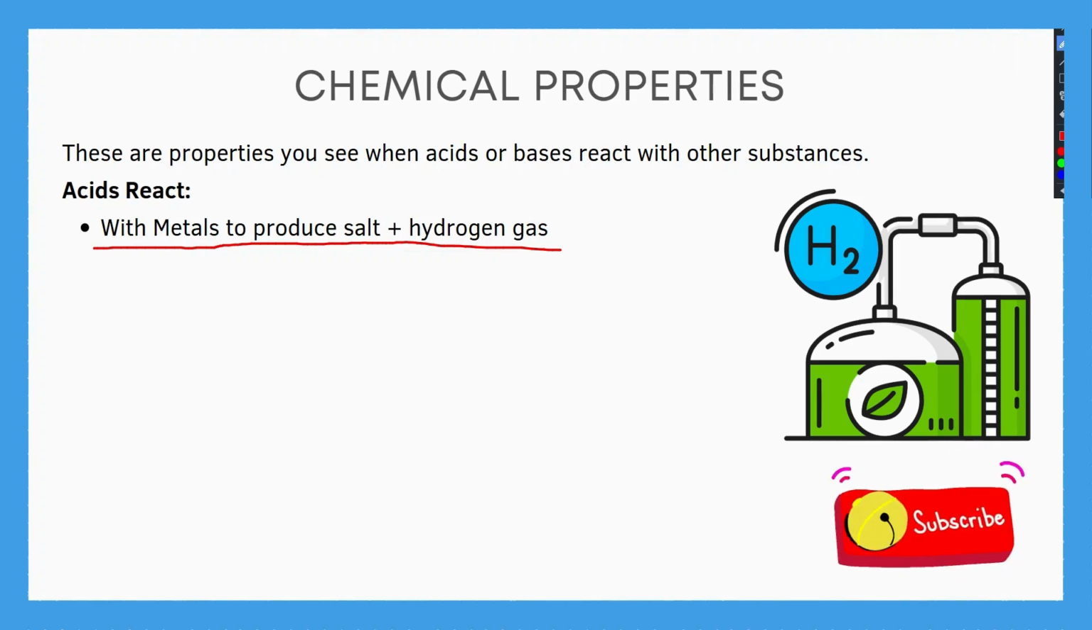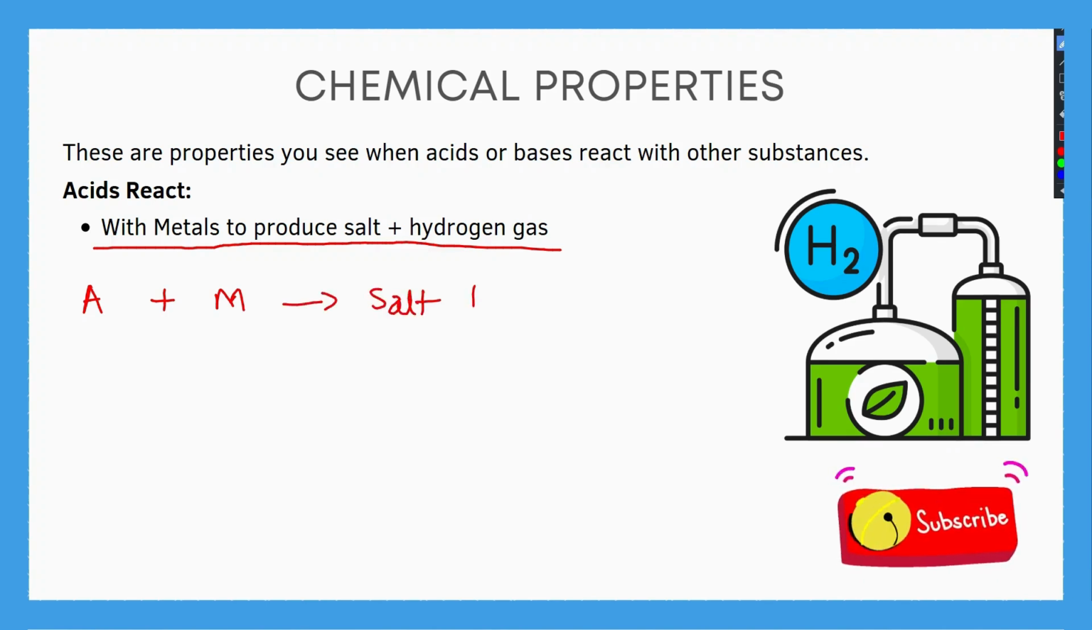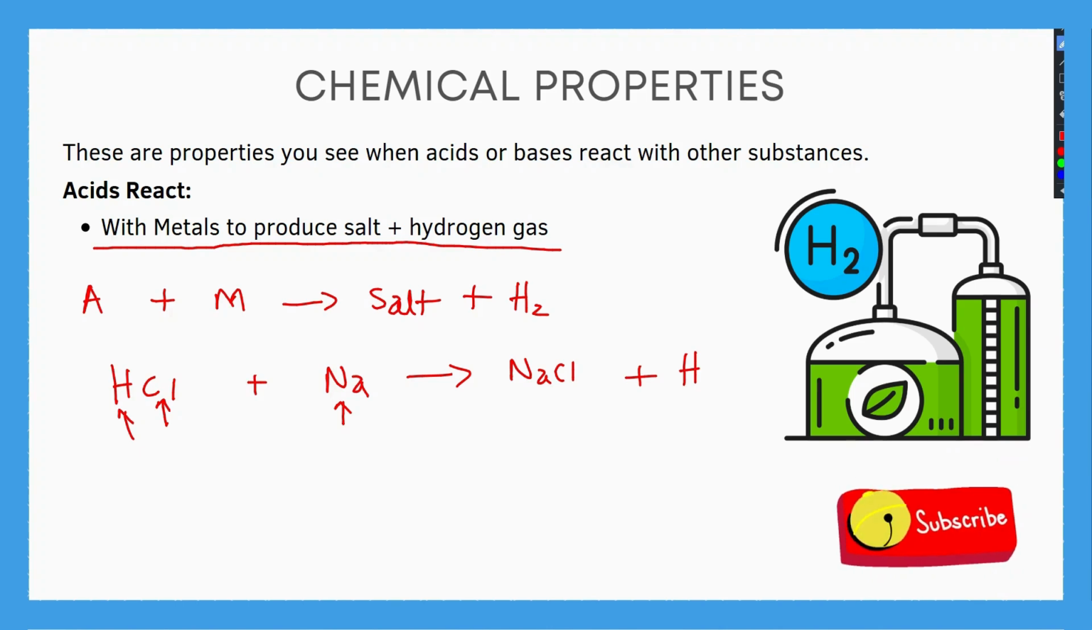What this means basically is that when you react an acid A with a metal M, what it will produce is salt and hydrogen gas, H2. For instance, let's say you have the acid hydrochloric acid, HCl, and you react it with the metal sodium. The chlorine and the sodium are going to merge together to form sodium chloride, which is a salt. And then the hydrogen is going to be liberated as hydrogen gas.